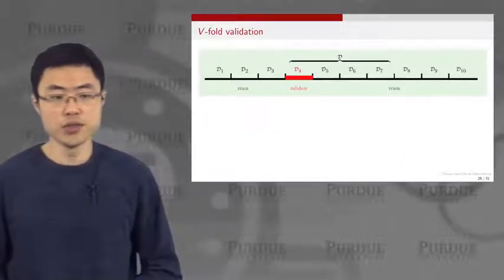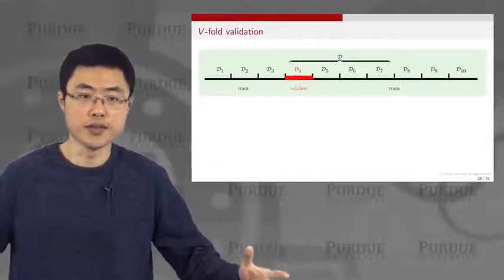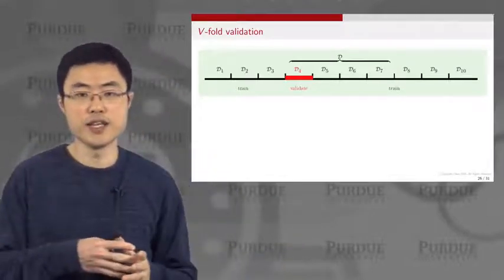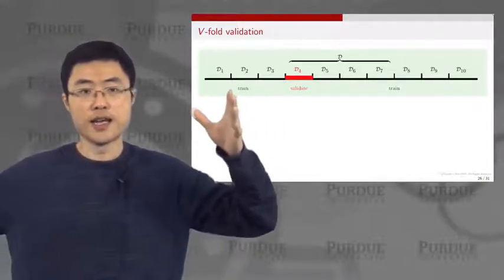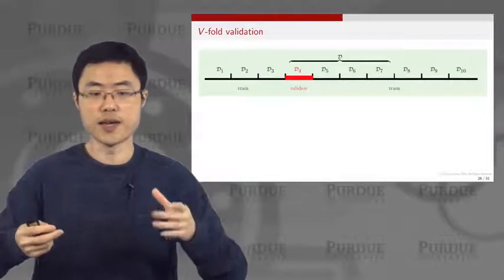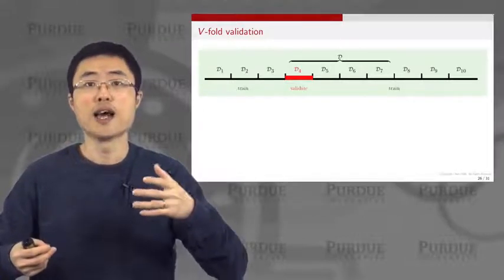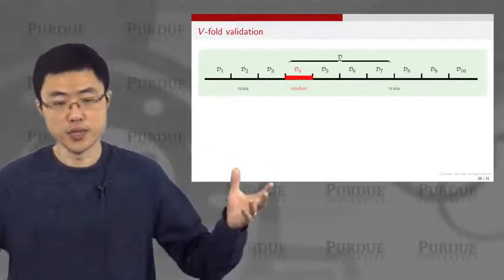Okay, so you can also generalize this idea to a V-fold validation. Instead of just doing leave one out, you can say that I'm going to divide my entire data set into different blocks. And each block may not have just one data point, I may have 5 data points, 10 data points, or as many data points as you want.